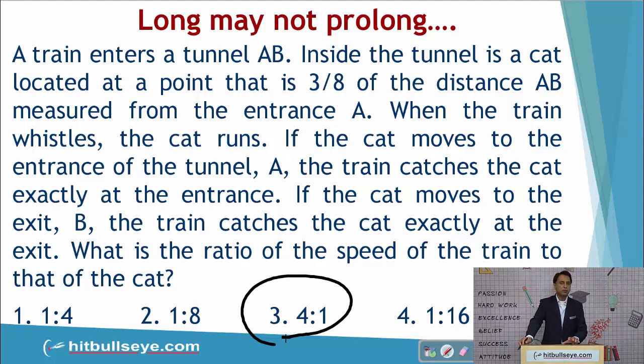The only thing you have to understand is, since the train is able to catch the cat at the exit B, it means that the train is faster than the cat. Therefore, the answer should be option number 3.